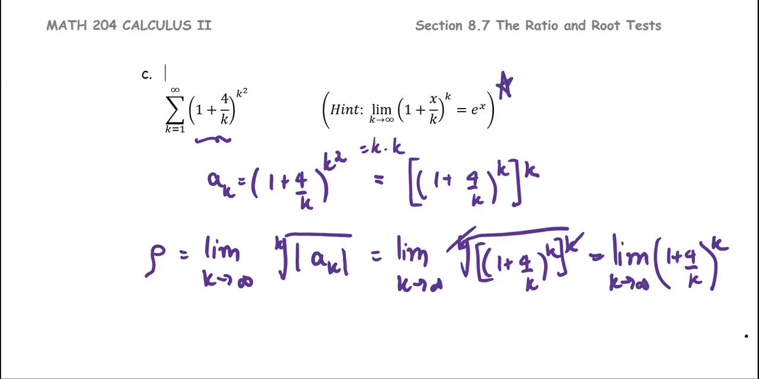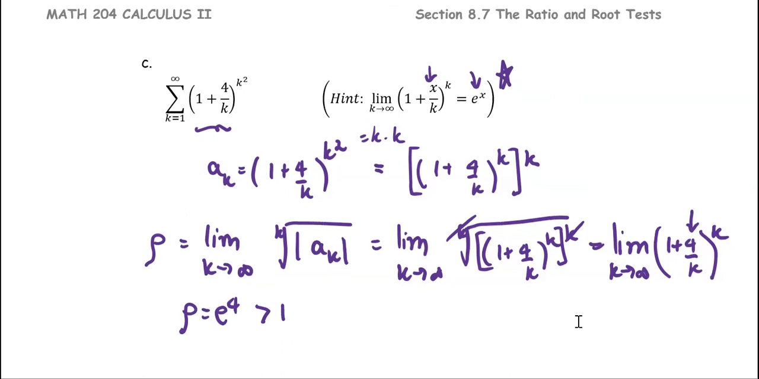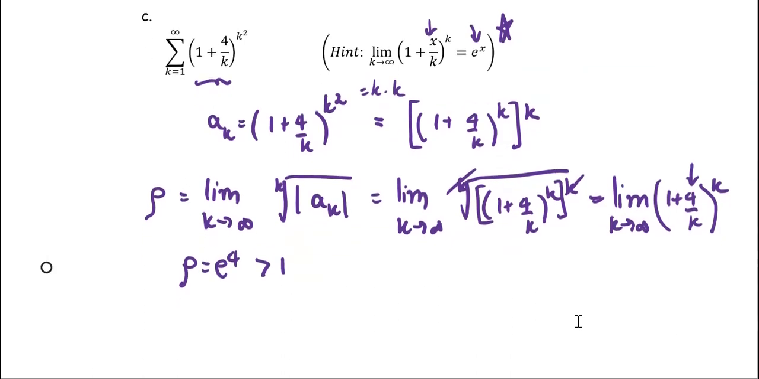And you see the hint: the limit of (1 + x/k) raised to the power k, as k approaches infinity, is e to the power x. In our case, x is the value 4. Therefore, rho equals e to the fourth power, which is greater than 1. If the value of rho is greater than 1, by the root test, we can say this series diverges.